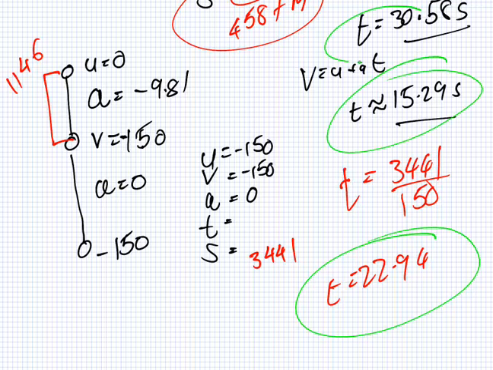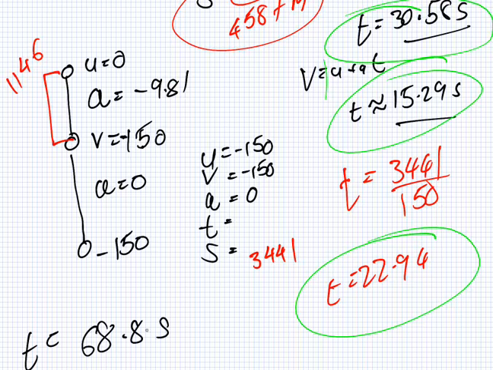UVATS: u is 150, v is 150, a is 0, t we don't know, s we don't know. What formula can I use? s equals u plus v over 2 times t? No. v equals u plus at? No. s equals ut. It's unsolvable. No, it's not unsolvable. It's a little bit more difficult.